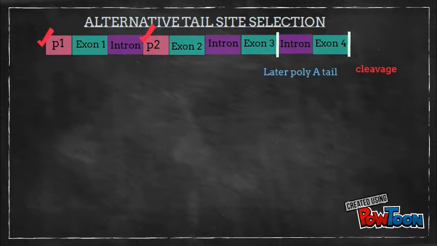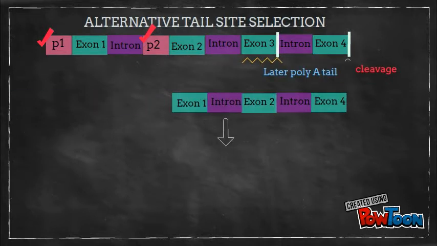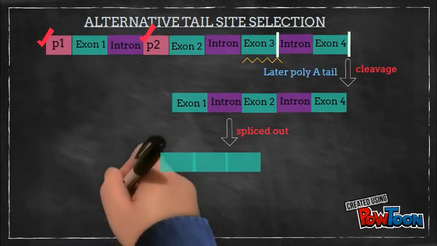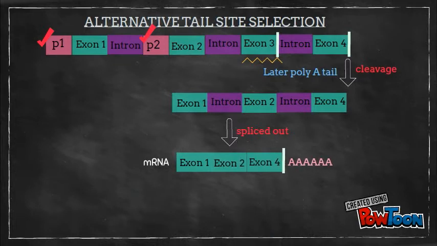Meanwhile, if we cleave at the later poly A site, the earlier poly A site and the exon just in front of it will be spliced out, which is exon 3. And the mRNA sequence will consist of exon 1, exon 2 and exon 4.